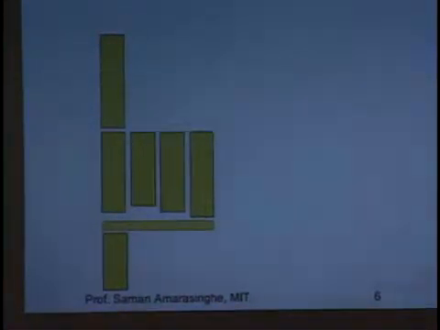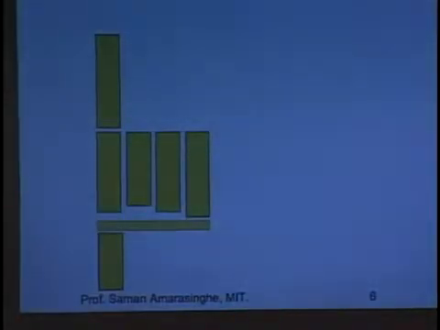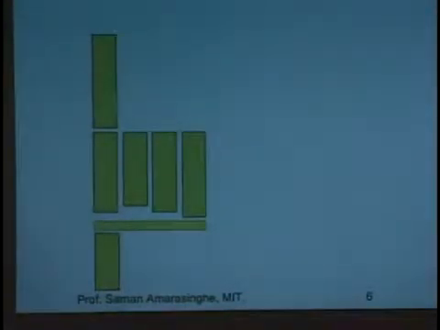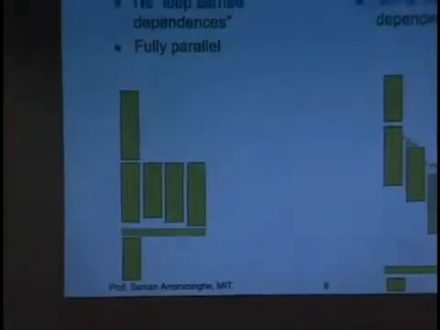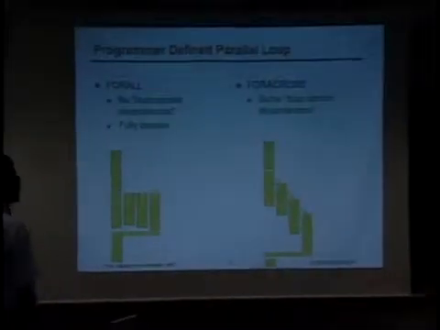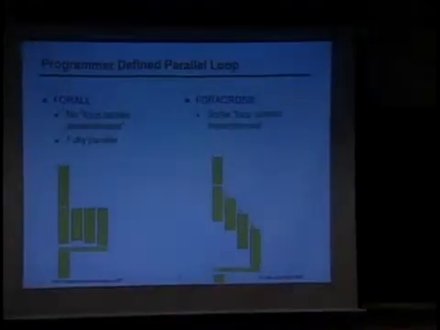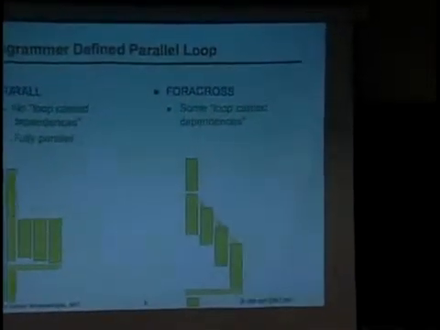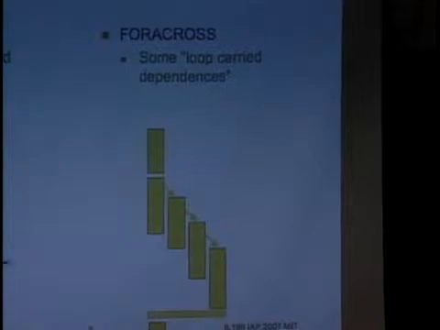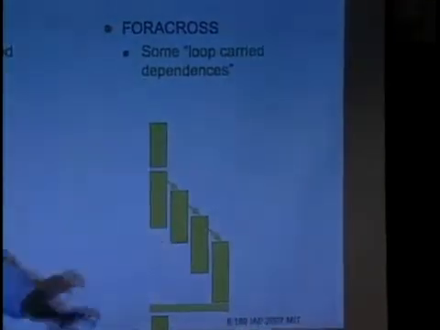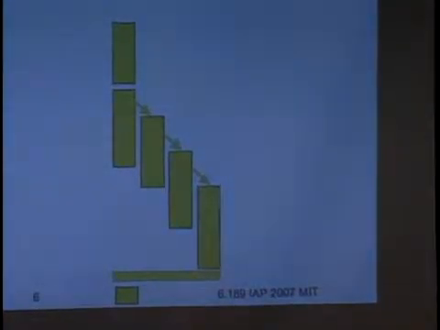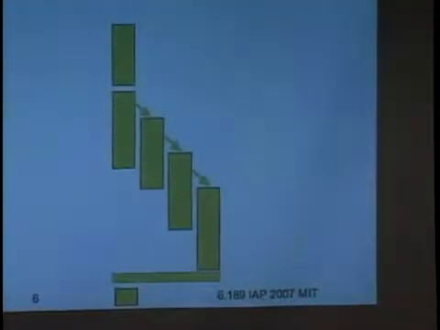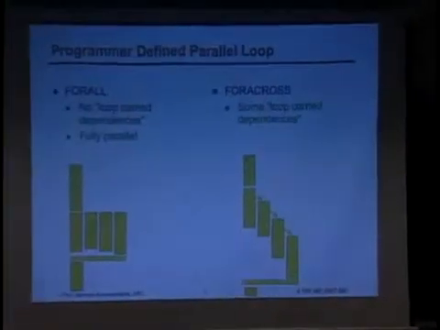Some languages in fact have explicitly parallel constructs that say, okay, here's a for all loop, go do that. The other type of loop is called a for across or do across loop. That says, while the loop is parallel, there are some dependencies. That means some value generated here is used somewhere here. So, you can run it in parallel, but you have some communication going through, so you have to move data. It's not completely parallel, there's some synchronization going on, but you can get large chunks running in parallel.